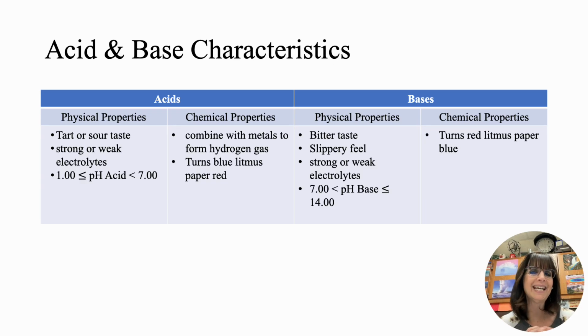Bases are a little different. They tend to taste bitter. They're very slippery feeling. Think soap. They also can be strong or weak electrolytes. It just depends on how they break down into ions. If you create a lot of ions, then you are a strong electrolyte. And if you don't make a lot of ions, you're weak. And again, on the pH scale, these are greater than 7. And there's all sorts of chemical properties. I didn't put a lot on here, but one is that with the litmus paper, bases turn blue. So red will turn blue. If you use blue litmus paper, it's going to stay blue. But that could also mean it's neutral. But we'll talk about that when we do a lab.